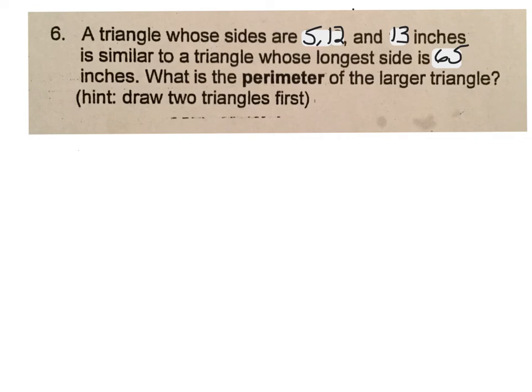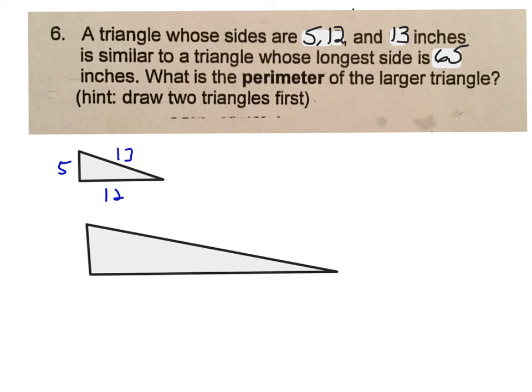So the first one, I'm going to get 5, 12, and 13. And I'm going to label 5, 12, and 13. Now the other one obviously is a lot bigger. It says the longest side is a 65. Okay, I do want them trying to be the same shape. So when you draw it out, please try and do the same exact shape, just larger. Okay, so let's label and get 65 here.